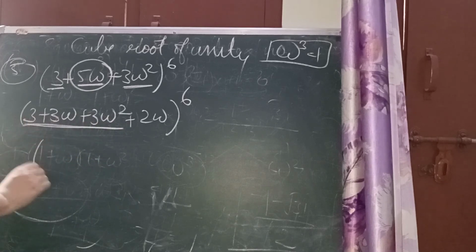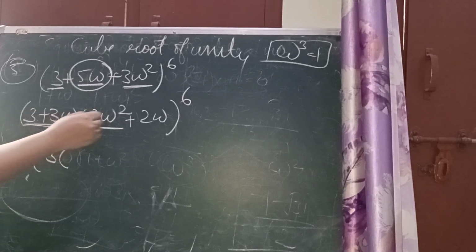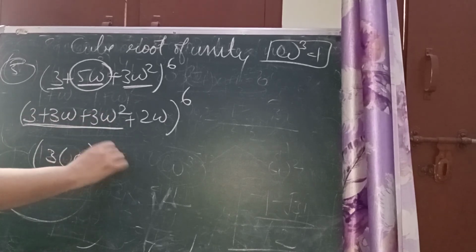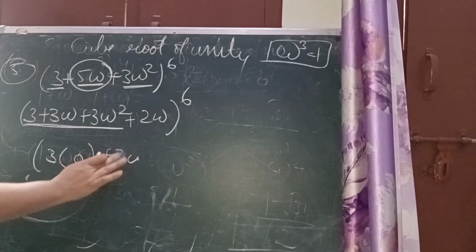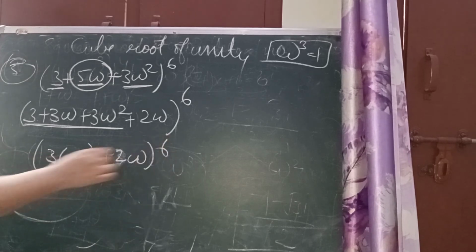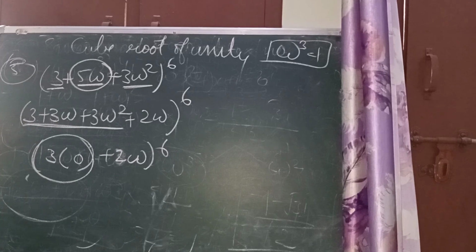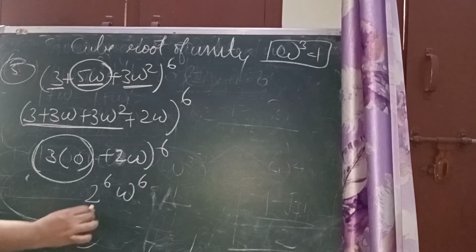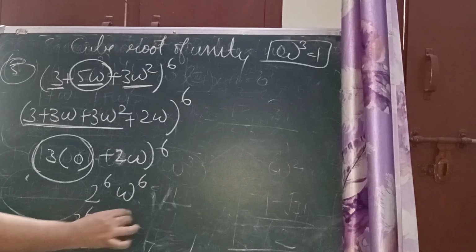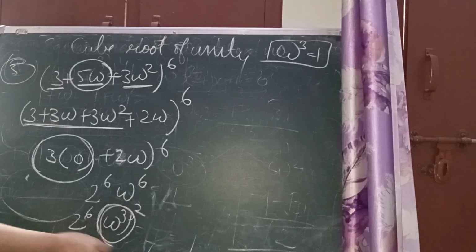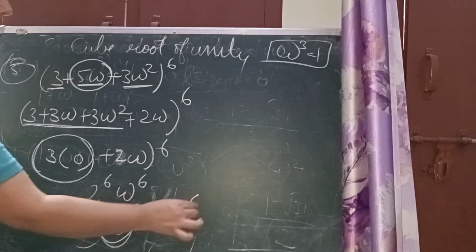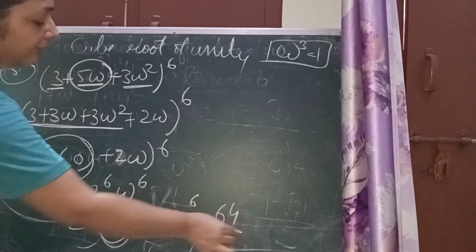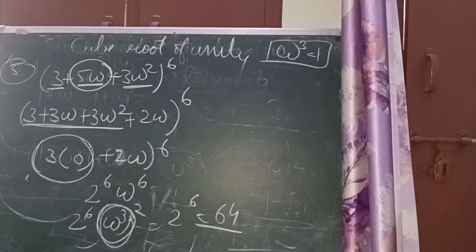If I take 3 common from this, then 1 plus omega plus omega square is always 0, plus 2 omega, power 6. As this one will be 0, it will be 2 power 6 and omega power 6. That is 2 power 6 and omega cube power 2. As it is 1, it will be 2 power 6 only, that is 64. So try to complete the exercise, everyone. Thank you.